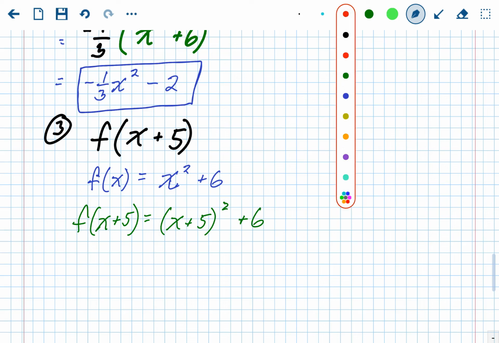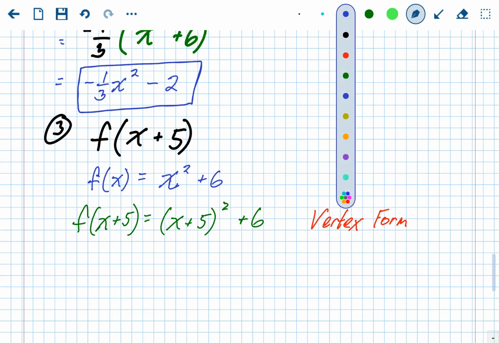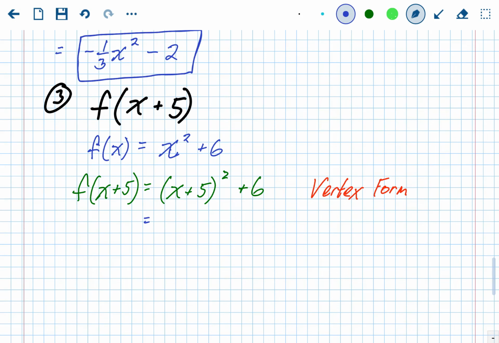Now that should look familiar. This is vertex form. Okay. Since we are dealing with a quadratic, our parent function was a quadratic, so this is vertex form. Now I want to simplify it out. I'm going to write it in standard form. So to write it in standard form, remember if you're converting from vertex to standard form, you expand, FOIL, simplify. So instead of x plus 5 squared, you've got x plus 5 times x plus 5 plus 6.